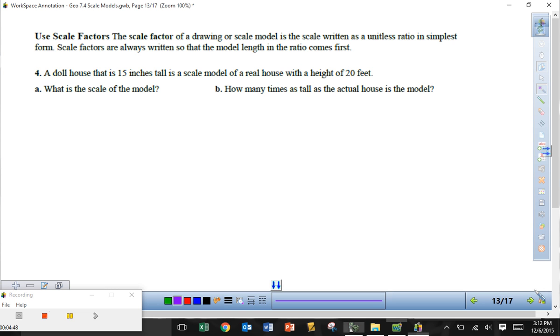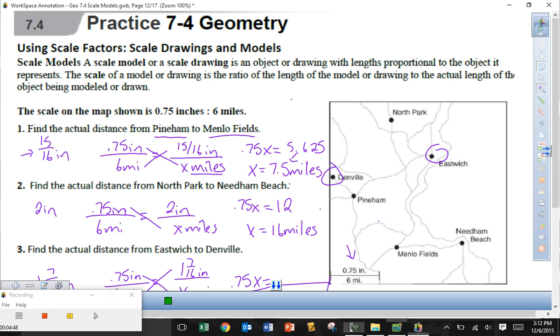Okay, so scale factor is a unitless ratio in its simplest form. Okay, and they're always written so that the model length in the ratio comes first. So if we go back to our last example, the model length was this 0.75 inches compared to the actual length being 6 miles.